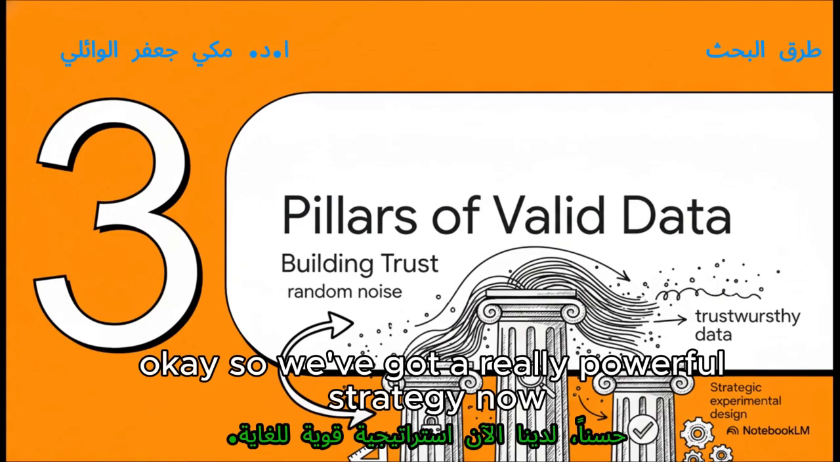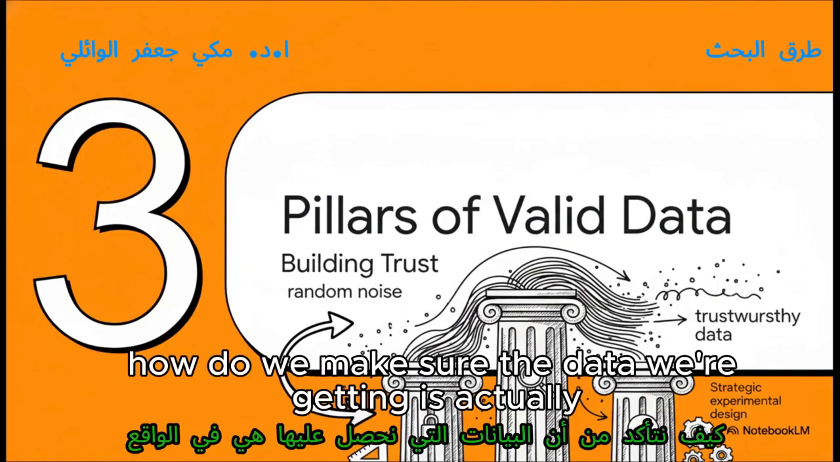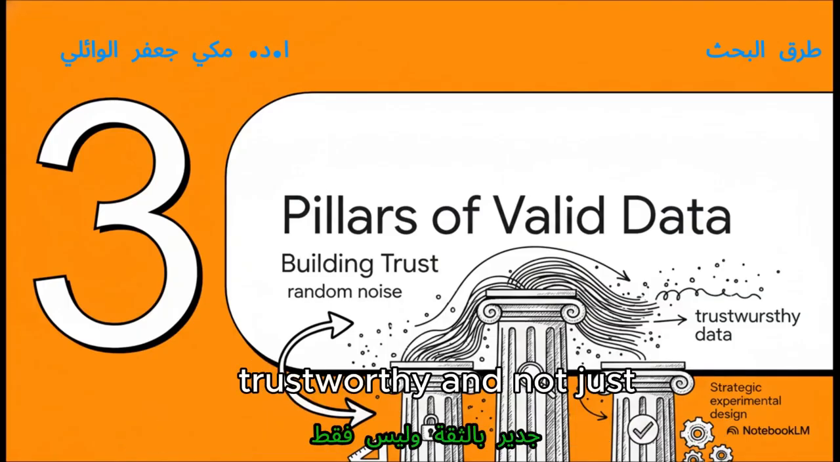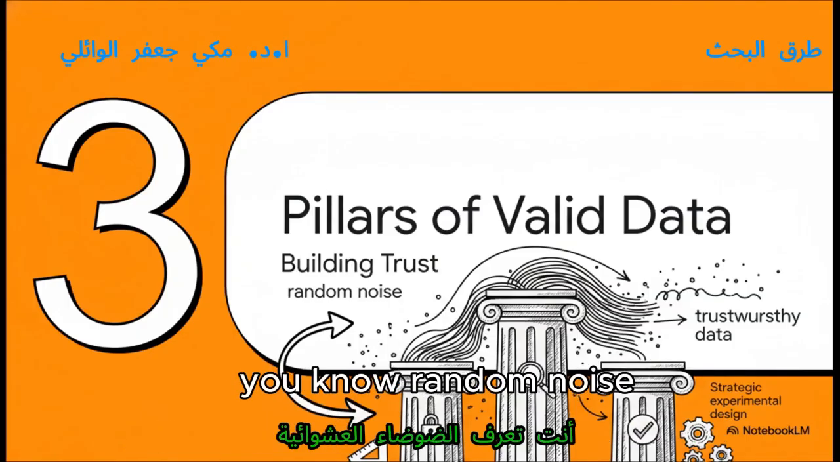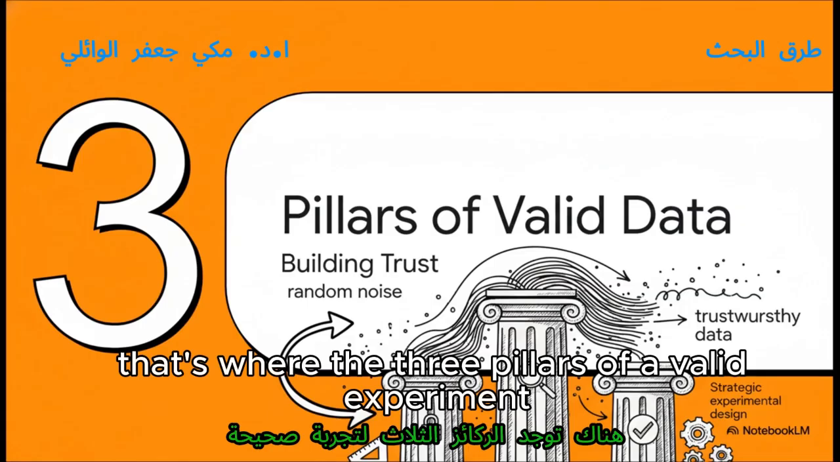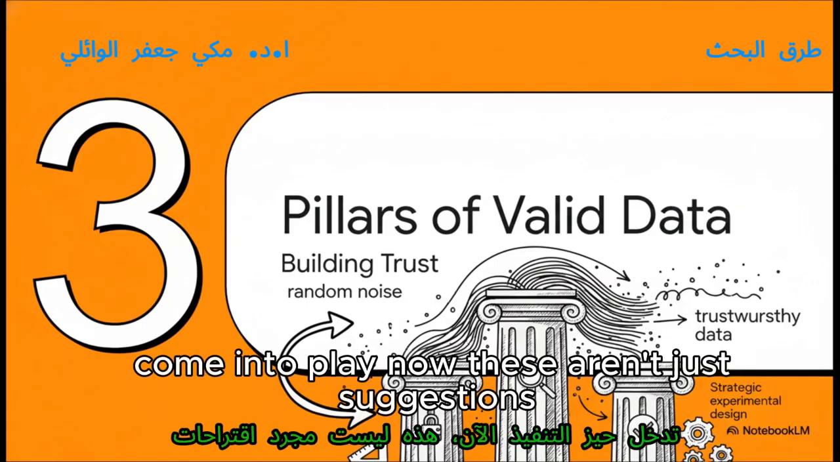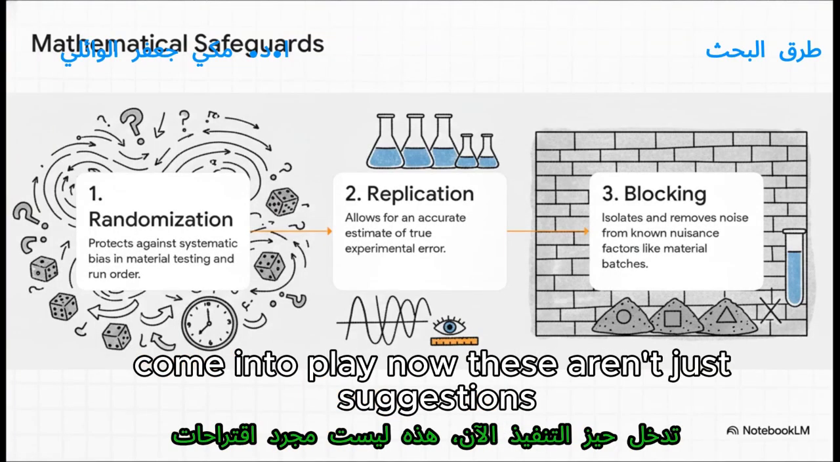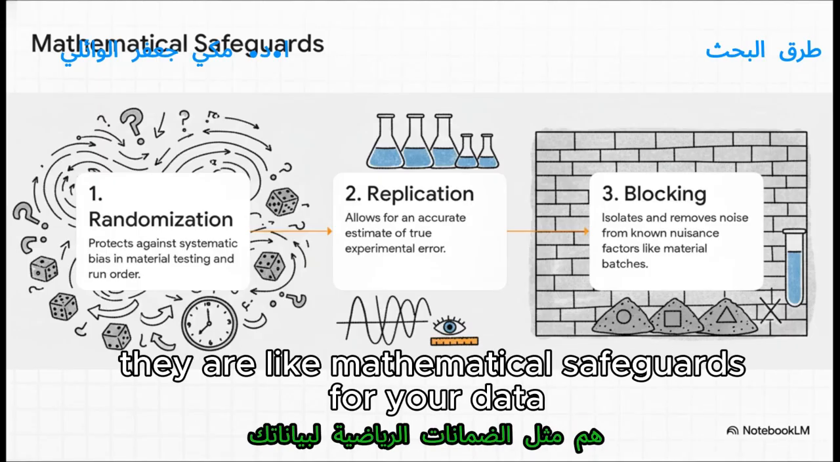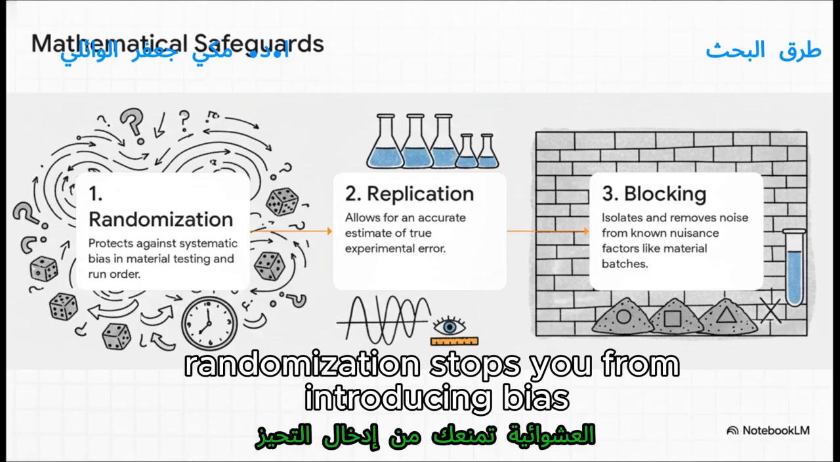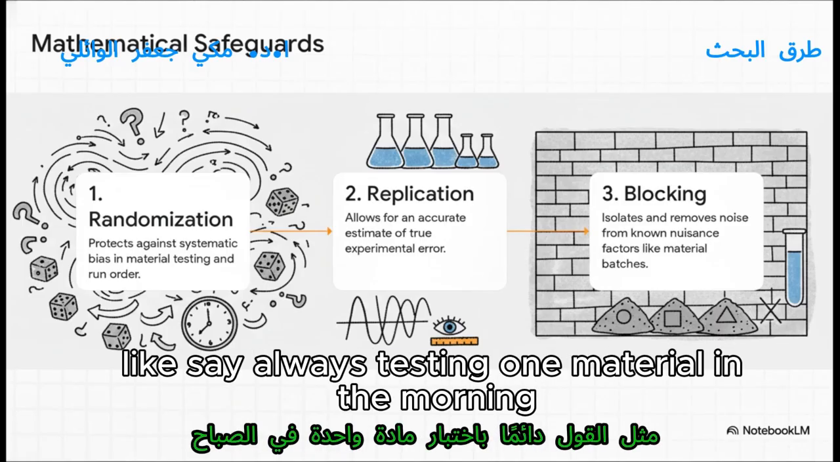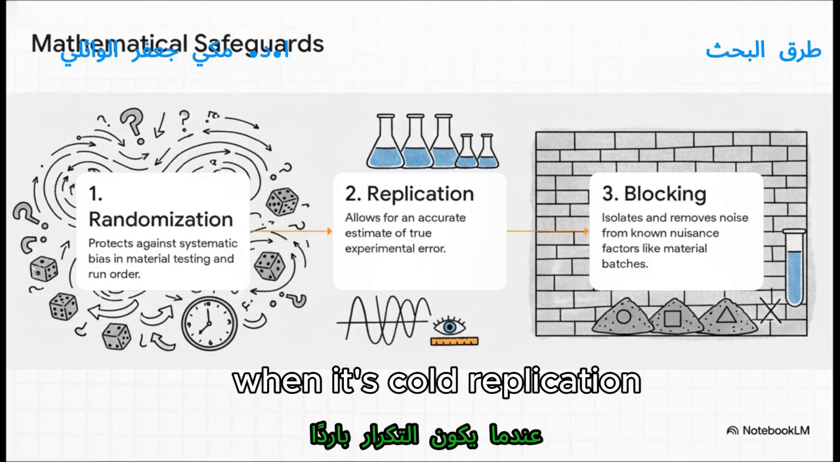Okay, so we've got a really powerful strategy now, but how do we make sure the data we're getting is actually trustworthy and not just random noise? Well, that's where the 3 pillars of a valid experiment come into play. Now, these aren't just suggestions. They are like mathematical safeguards for your data. Randomization stops you from introducing bias, like, say, always testing one material in the morning when it's cold.